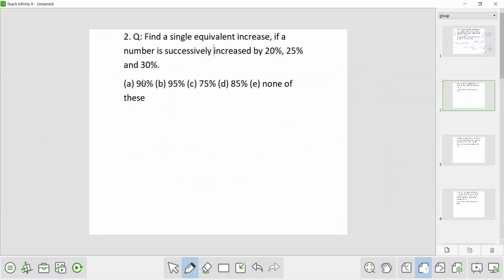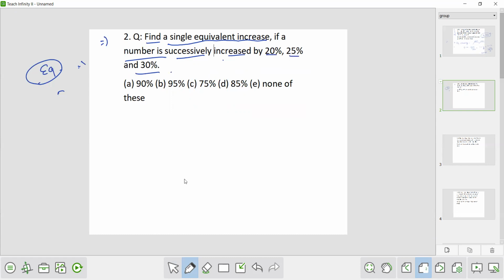Okay. Now the next question. This is one level up from that equivalent change. In that equivalent change, there were two percentages given: one an increase and the second a decrease, or the first a decrease and the second an increase. But here, successively, there are three percentages given. So how to find it? Find a single equivalent change increase if a number is successively increased by 20%, 25% and 30%.